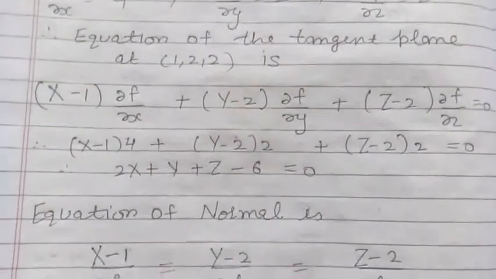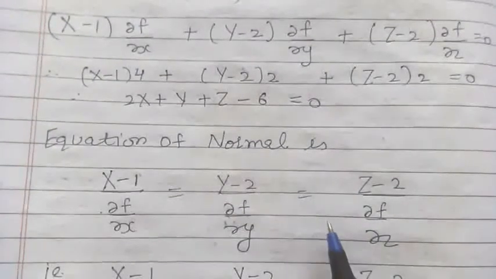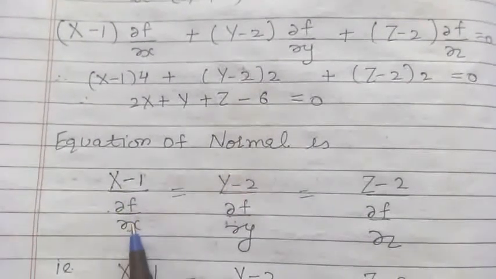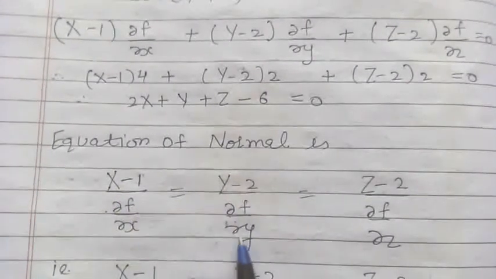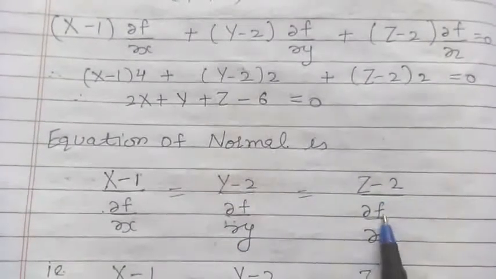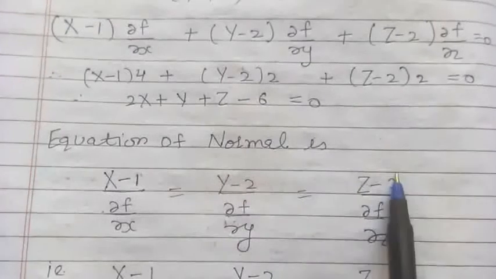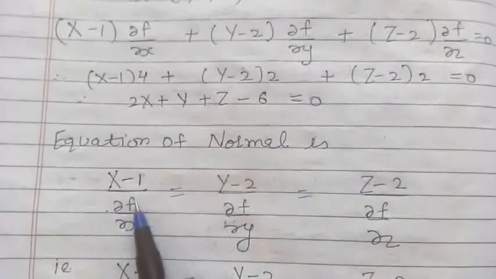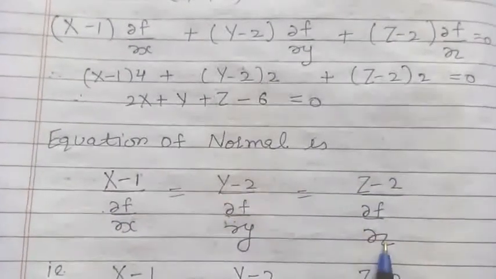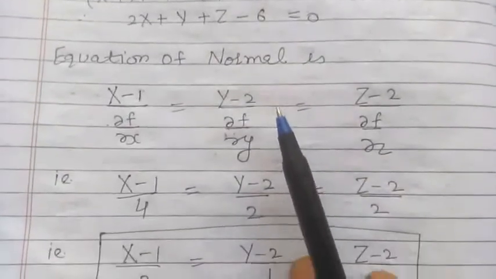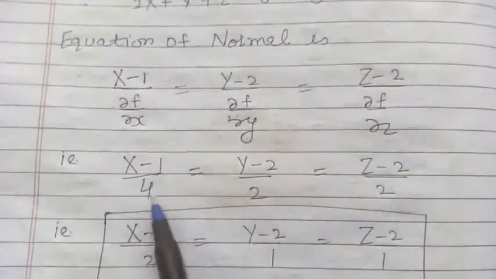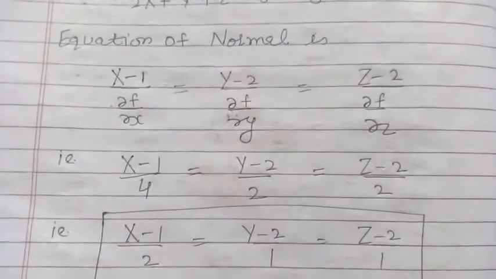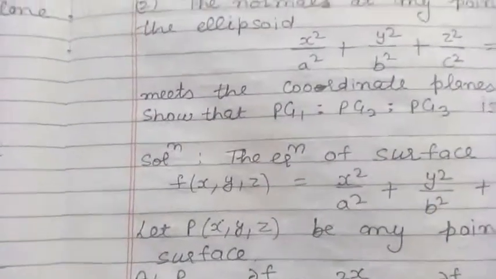Now to find the equation of normal, as we already know, the equation of normal is given by x minus x1 divided by ∂f/∂x, y minus y1 divided by ∂f/∂y, z minus z1 divided by ∂f/∂z. These are the coordinates of the given point, which is (1, 2, 2). And the partial derivatives ∂f/∂x, ∂f/∂y, ∂f/∂z we have already obtained. Now substituting the values of all the three derivatives here, we get the equation of normal at the given point.